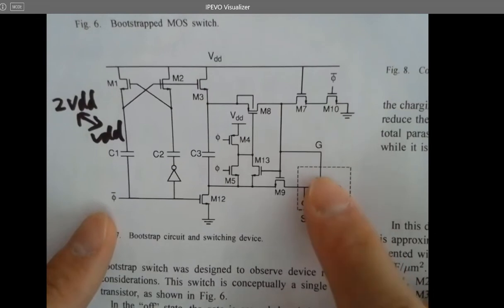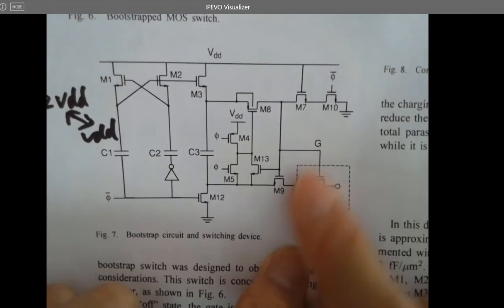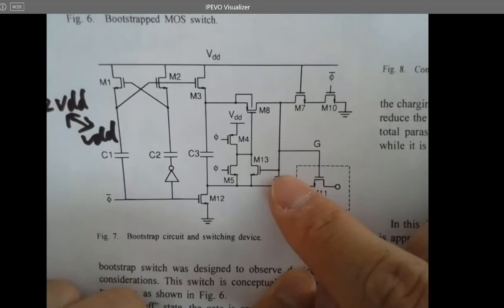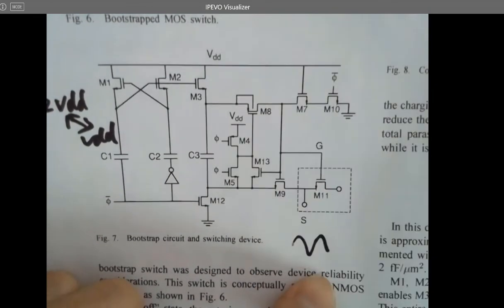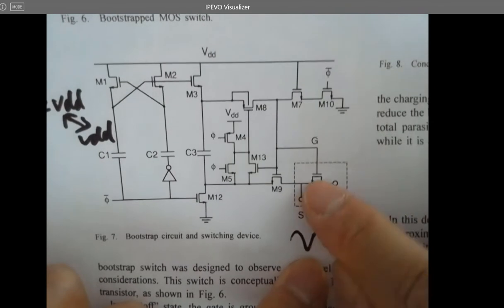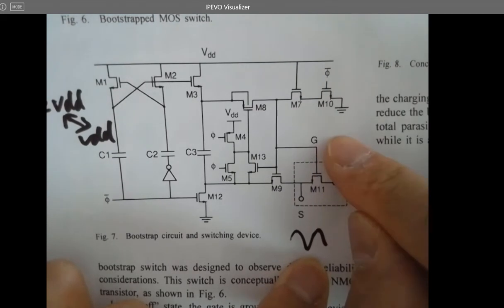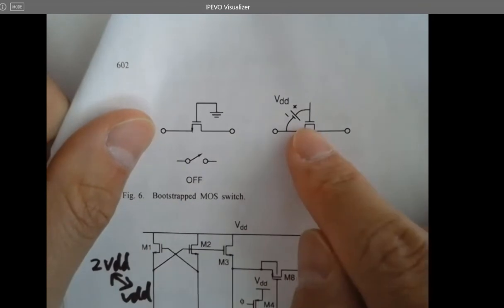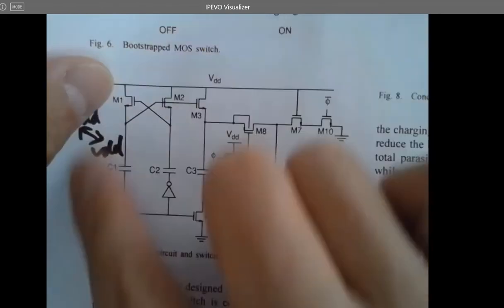Here is a sampling pass gate. It's being used to sample the signal or the data from here. And the purpose of the entire thing here is to keep VGS constant. Because VS is changing, it's an input signal, it's very difficult to keep VGS constant. Because if you have a constant VG, then VS is changing, so VGS must be changing. And we have to fix it. So we need a bootstrapped circuit, which is ideally like this. So here's the ideal circuit, and here's how to implement it.